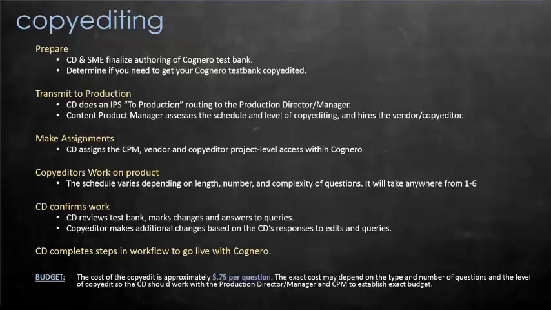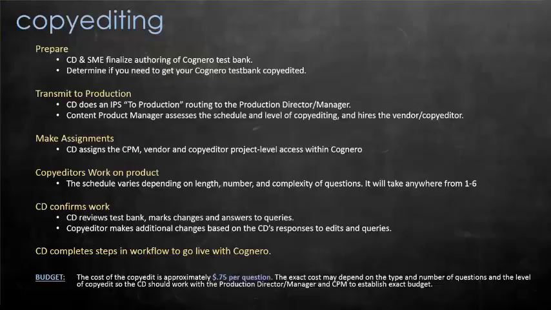There will be a step to make assignments. The CD assigns the CPM, the vendor and copy editor project level access within Cognero. Copy editors work on the product. The schedule varies depending on the length, number, and complexity of the questions. It could take anywhere from 1 to 6 weeks. It depends, again, is it a lot of copy editing? Is it a large project? Smaller projects will be done sooner.